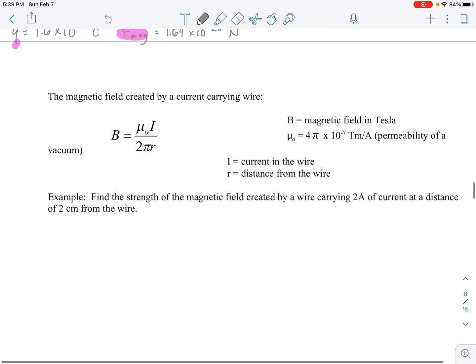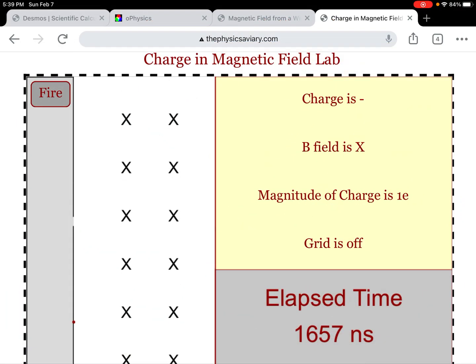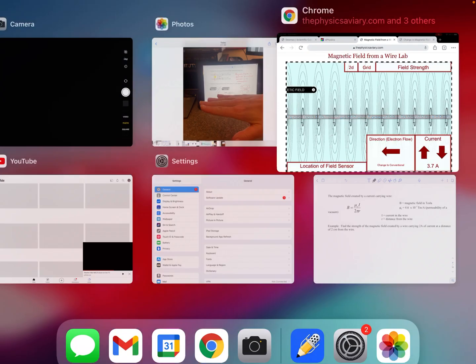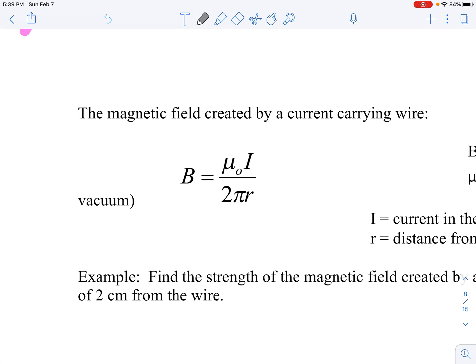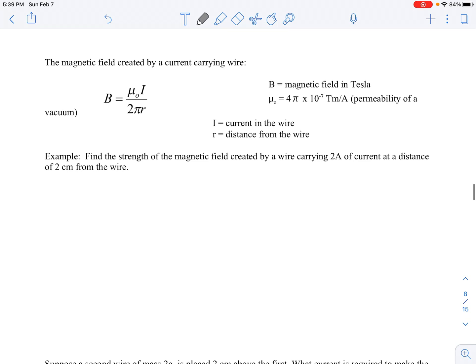Okay. One more set of ideas. If you think back to one of the examples that we looked at in the Physics Aviary, the magnetic field around a wire, we can see that the field strength gets weaker as we get farther from the wire, and there's a formula for that. The magnetic field is equal to a constant times the current, divided by 2 pi r. So B is the magnetic field that we're looking for. Mu is the permeability of a vacuum. We've used that number before, 4 pi times 10 to the negative 7th. I is the current in the wire, and r is the distance from the wire.